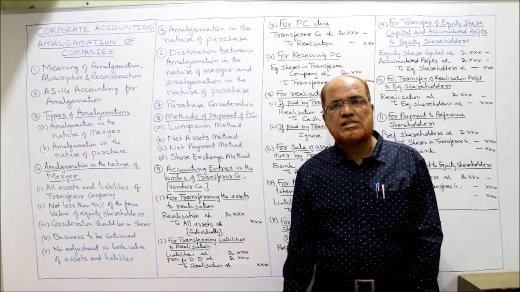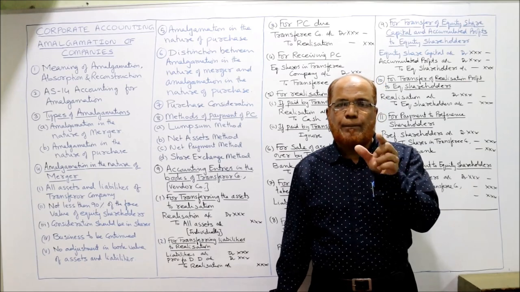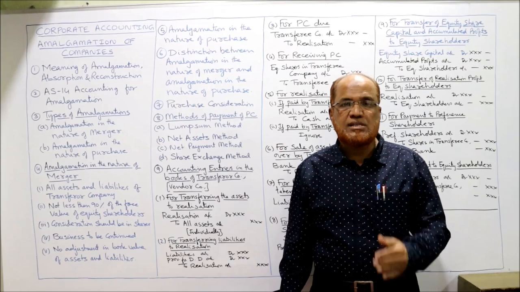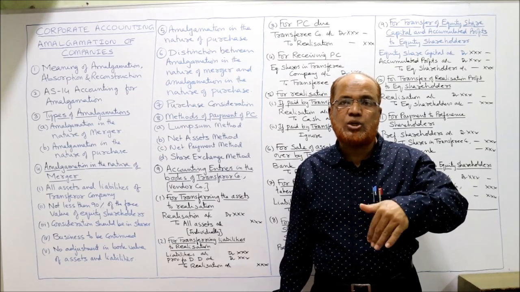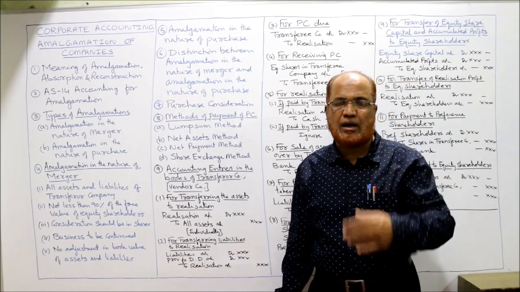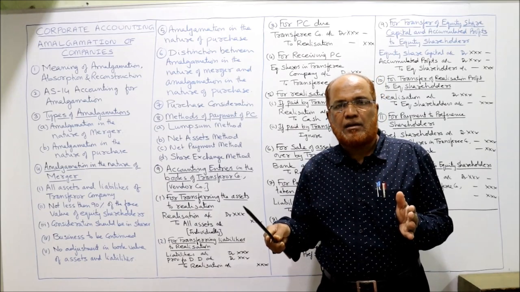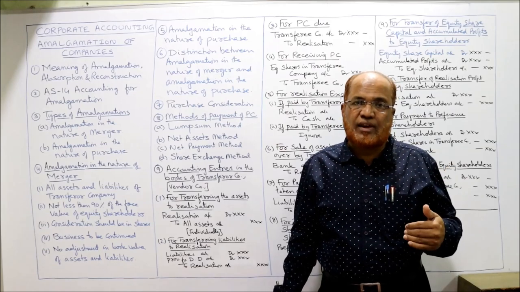Very important topic is purchase consideration. PC it is called. The purchase consideration is the price payable by the transferee company to the transferor company. Purchaser to the vendor. Now in our example, A Limited is the vendor company, transferor company, and B Limited is the purchasing company, transferee company.